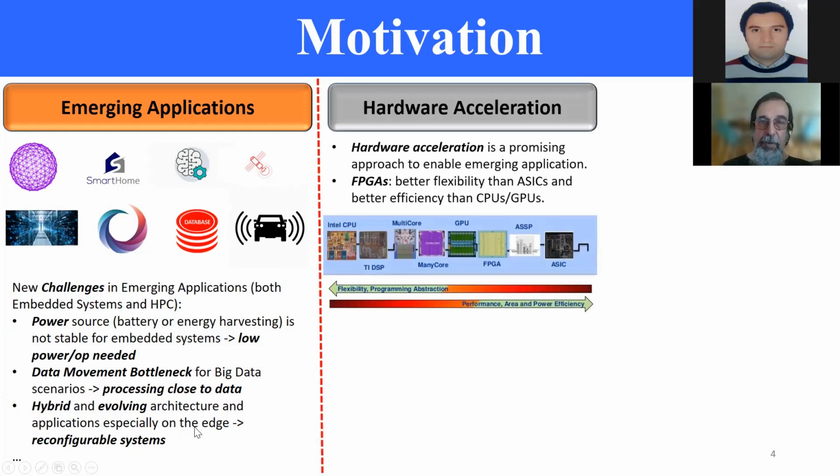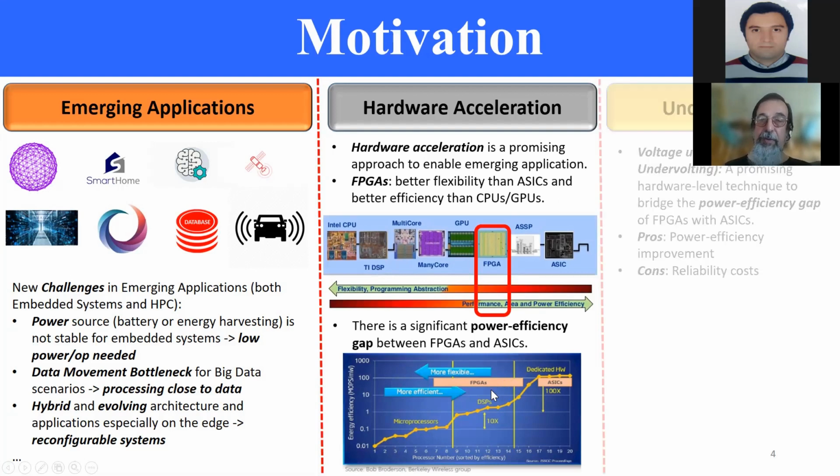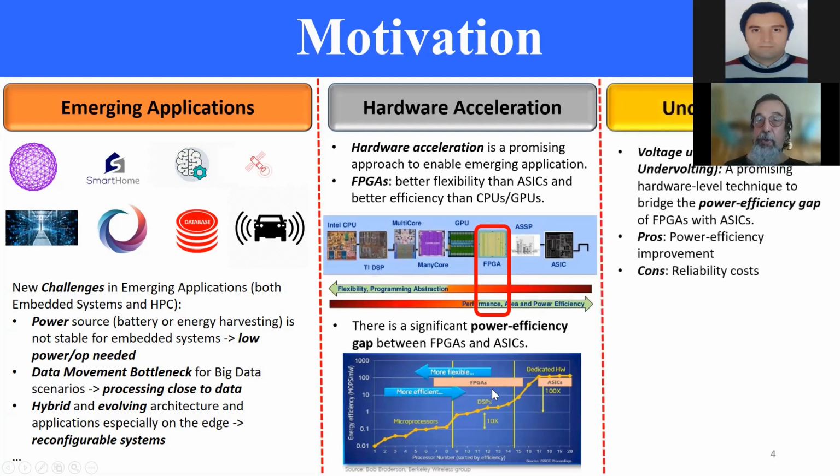And therefore, FPGAs have a good point on hardware acceleration between ASICs and the CPUs and GPUs. They have better power efficiency than CPUs and GPUs. However, compared to the ASICs, although they have more flexibility, they are still not sufficiently power efficient. And we are going to address this issue through undervolting.